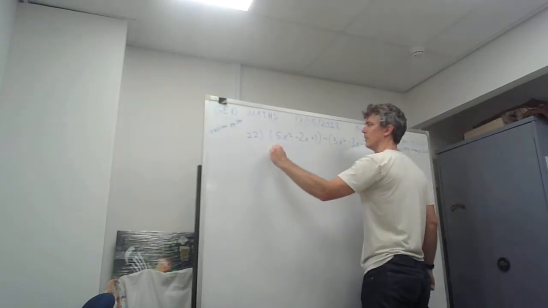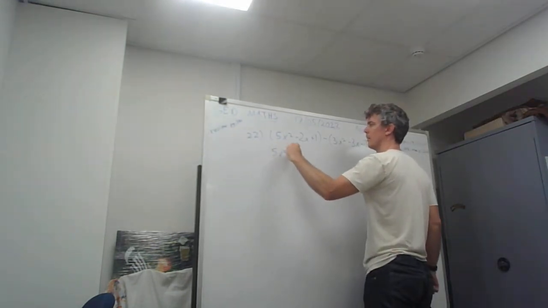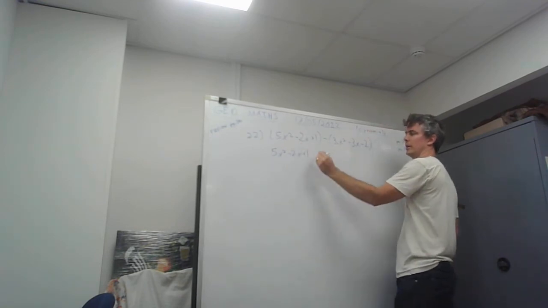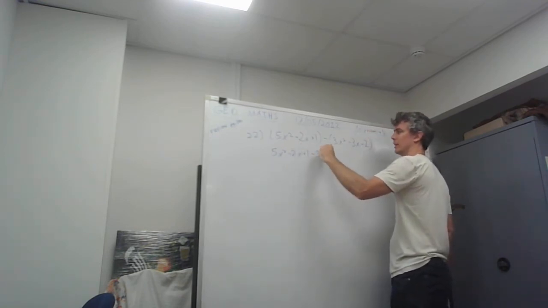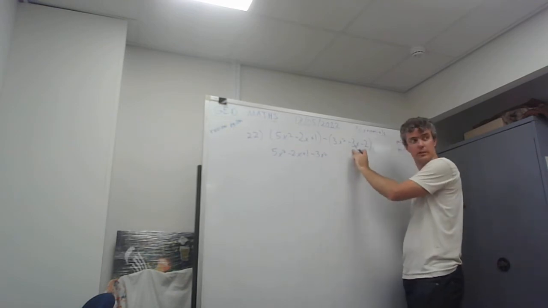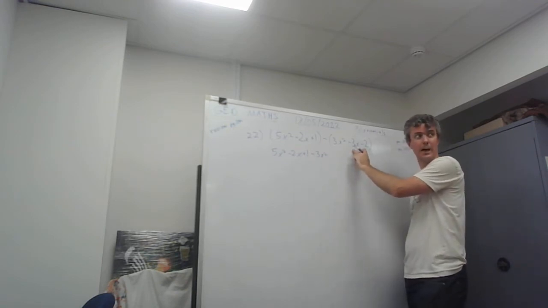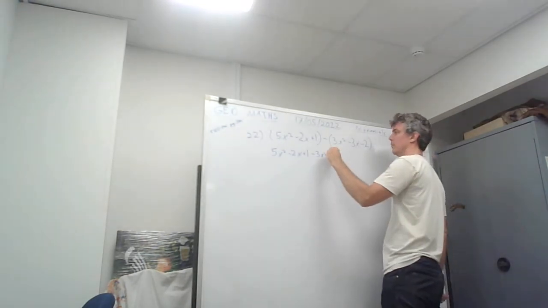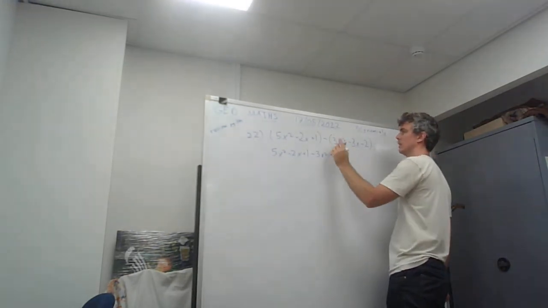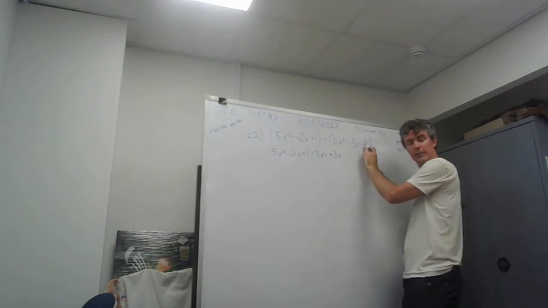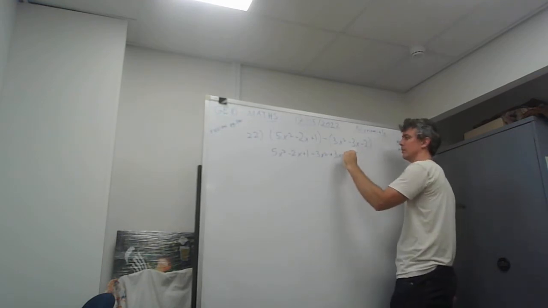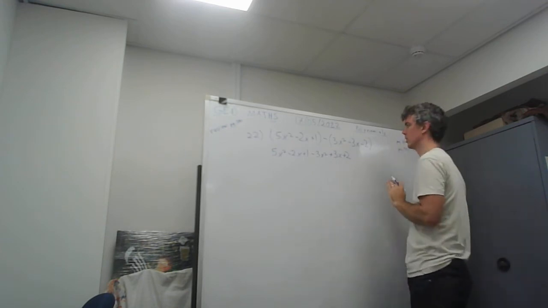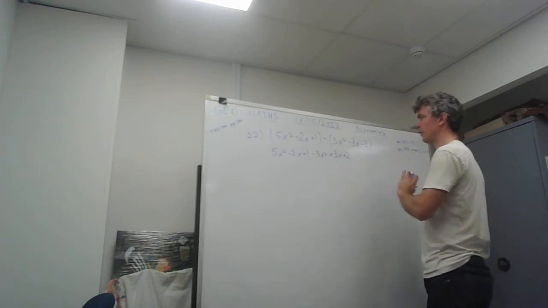So this becomes 5x squared minus 2x plus 1. Minus 1 times 3 is minus 3x squared. Minus 1 times minus 3: remember, negative times negative is a positive, so plus 3x. And minus 1 times minus 2 is plus 2. Is that making sense now, Rob? Yeah? Okay, good. So now we do like terms.